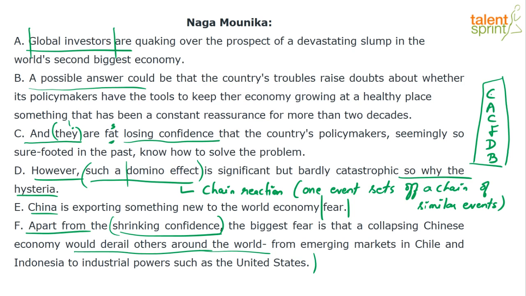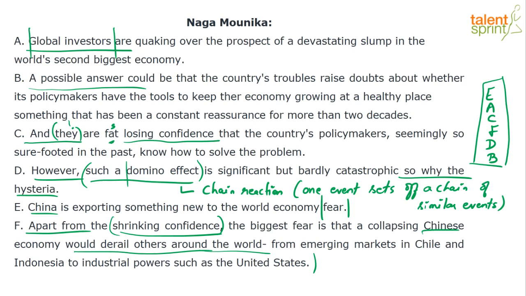Sorry, not C, E. I have repeated that by mistake. Yeah, this is our sequence. Now let's go back and see if that's correct. So most of the context is revolving around China. China is exporting something new to the world economy, which is fear. And global investors are quaking over the prospect.